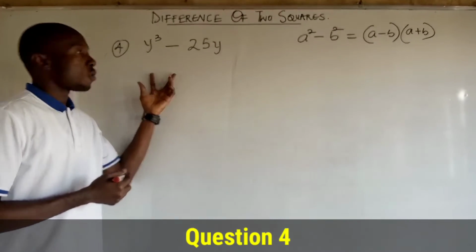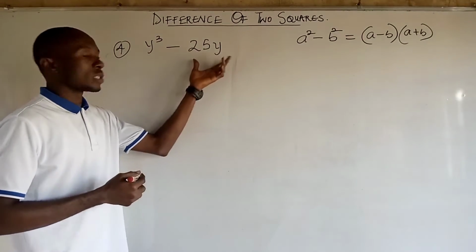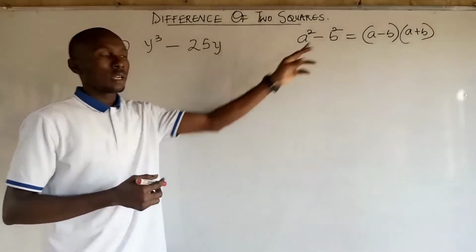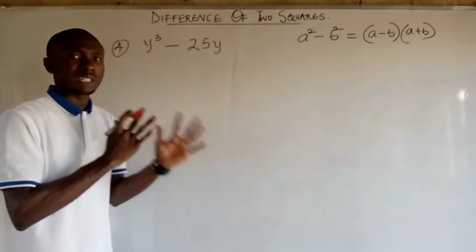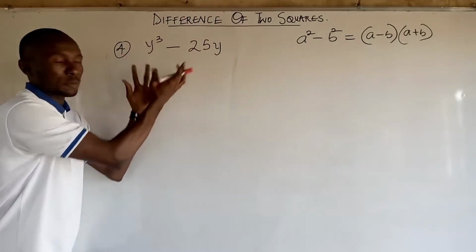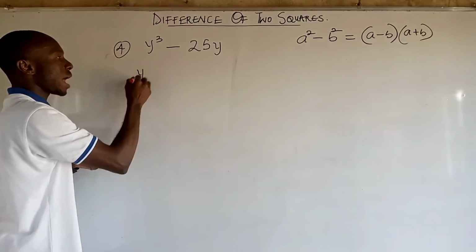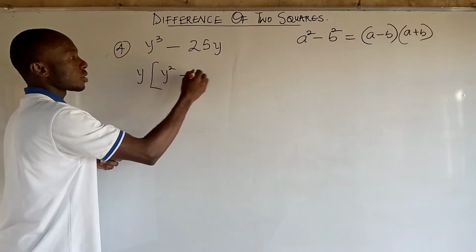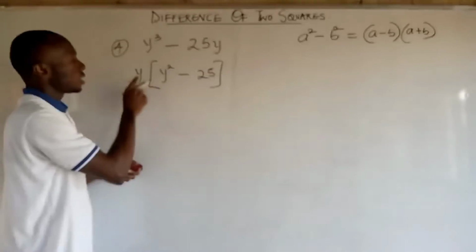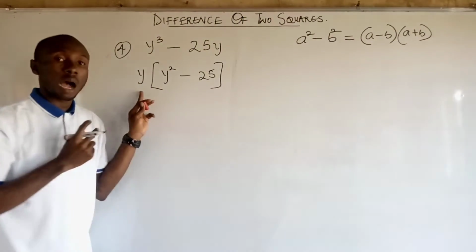Question number 4. We want to factorize this algebraic expression: y cubed minus 25y. Of course, you can see that this is a cube and we need something as a square. So to make this easier, or to be creative in your thinking, what you want to do is to factorize y from this expression so that we can have a square in our first term. So if I factor out y, I'm going to have y into y squared minus 25. As if to say y times y squared is y cubed, y times negative 25 is negative 25y. So we just factored out the y term.